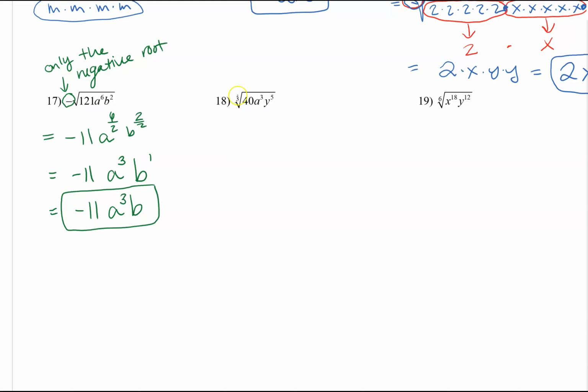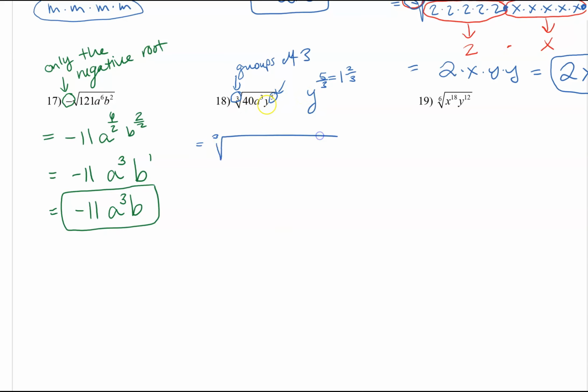Now for number 18, we have an index of 3, so we're looking for groups of 3. But it looks like with the y, if I do the division option where I take the power of 5 and divide by the index of 3, it's not going to equal a whole number. It ends up equaling a fraction, like it has leftovers. So that means that it's not going to simplify evenly, and there's going to be some factors of y left over. So it might be helpful to write it all out for this one.